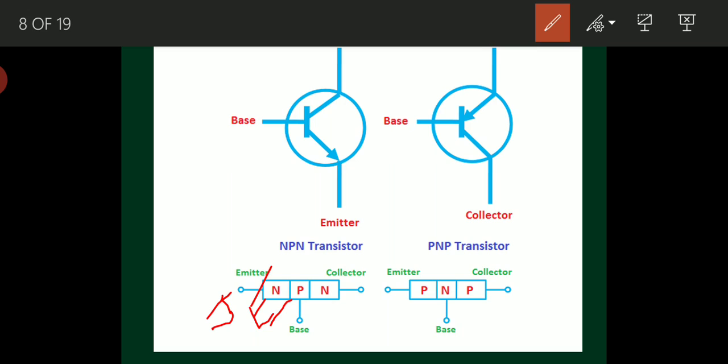Likewise, there is another junction between base and collector. This junction I call junction JC. It may be for an NPN or PNP transistor: the junction between emitter and base is called junction JE, the input junction. Likewise, the junction between base and collector is called the output junction, JC.